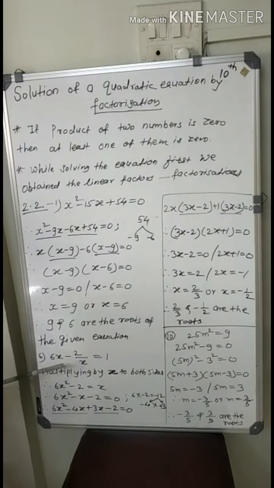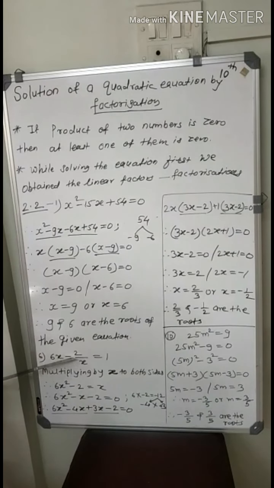Now I take the 6th example. आता आपण 6वा example घेऊया. What is the 6th example? It is 6x minus 2 upon x equal to 1. So here the denominator is x. So first multiply by x on both sides of the equation. So multiplying x to each term, 6x into x is 6x square.